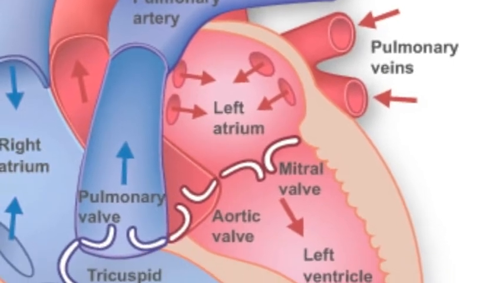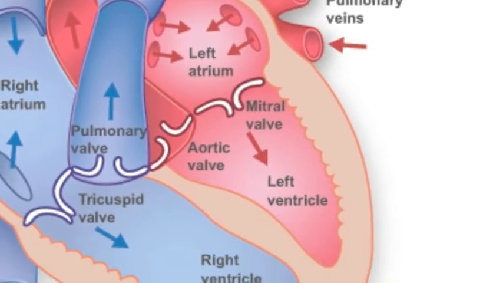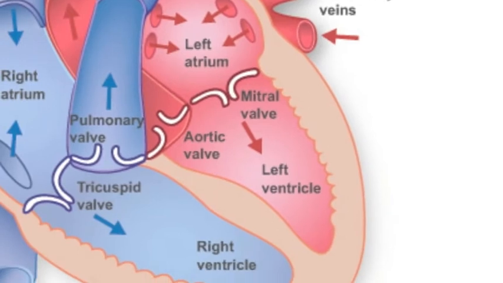The eighth step is through a valve and into the left ventricle. The blood passes through the mitral valve and then into the left ventricle. The blood is then pumped towards the top of the left ventricle.